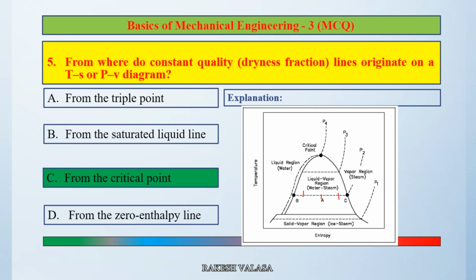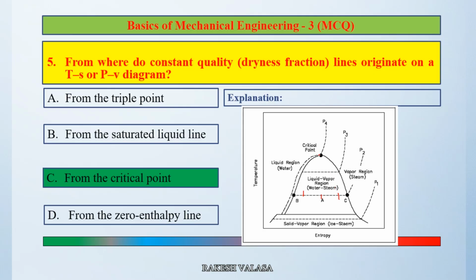That is, at point A, the mass of liquid is 75% and the mass of vapor is 25% of the total mass. At point B, the mixture consists of 50% liquid and 50% vapor by mass. At point C, the mixture consists of 75% vapor and 25% liquid by mass.